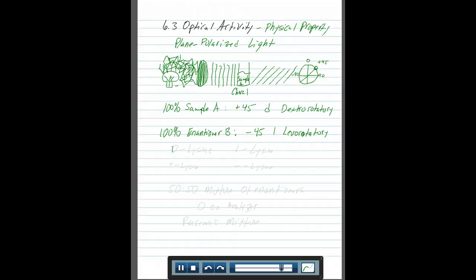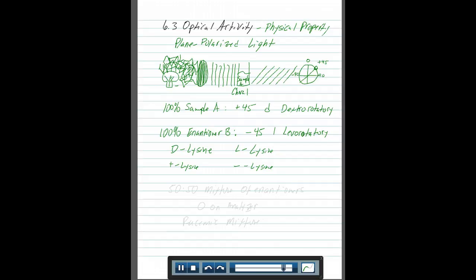like D-lysine. Lysine is an amino acid. Or they'll have L-lysine, or they might have it as positive lysine, or they might have it as negative lysine. These are all different ways of how to name the molecule. And this is a physical phenomenon, how you can tell if your molecule is chiral or not.